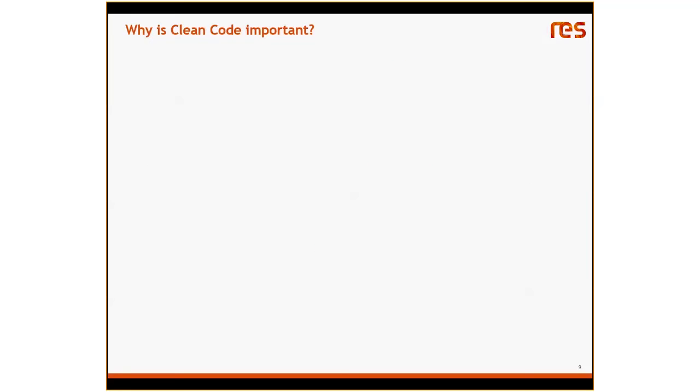Now, why is clean code important? It's important that your code is easy to understand because of the secondary purpose of the code. Something's going to change, and people are going to want new features, or they find bugs in the current software, and whoever's going to add the feature or fix the bug is going to have to understand the code first.